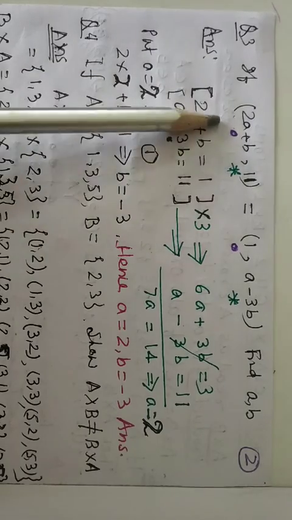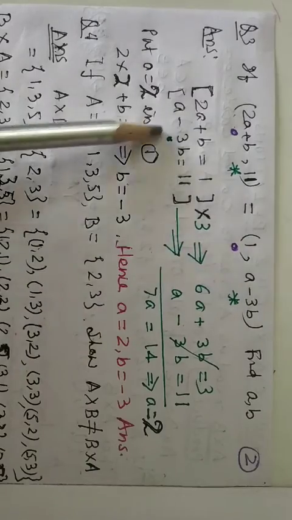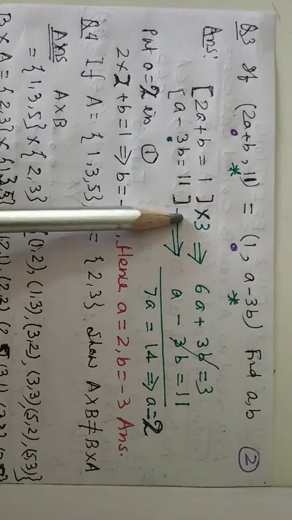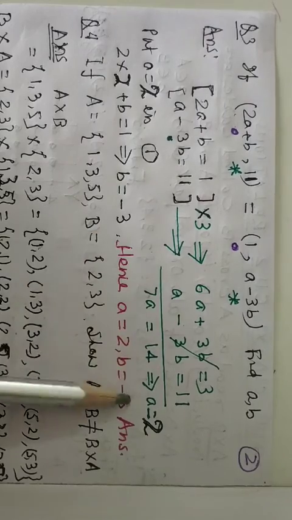Next question. Question number 3. If the two ordered pairs are the same, then the first member is equal to the first, the second is equal to the second. Write two equations, multiply by 3 and solve like a class 10 linear equation. You get a and b, the answer is over.